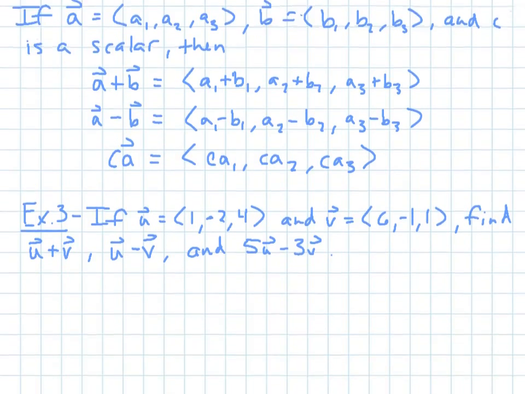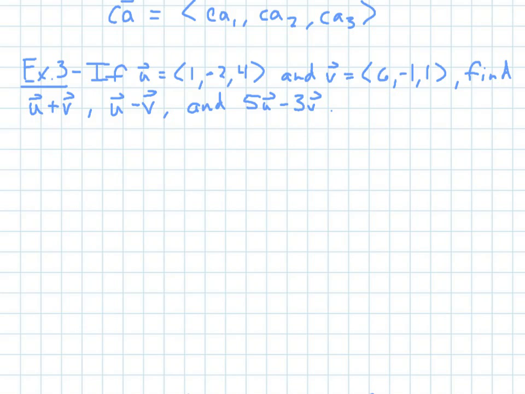Here, for example 3, they gave you two vectors, and they want you to do the following operations, where you add the two, you subtract the two, and then you multiply them by certain numbers, like 5 times vector u, and then -3 times vector v. Okay, so let's do them all.